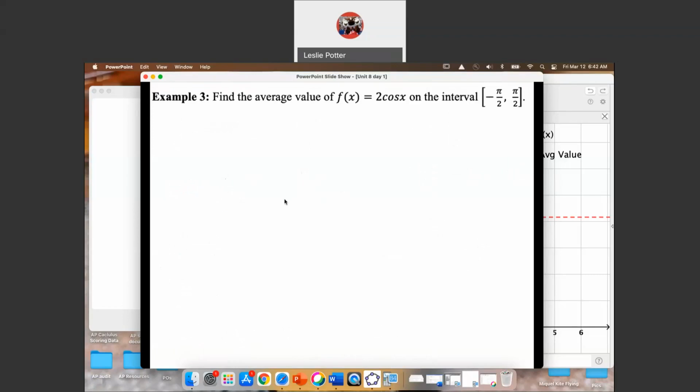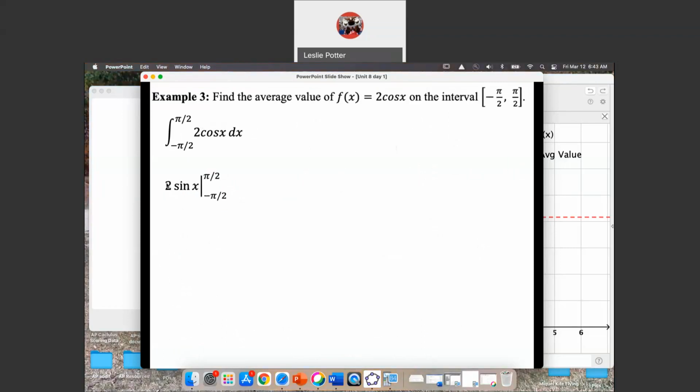Okay, so here's another example. So again, try to pause the video and try to do this one on your own. Okay, if you're tuning back in, I'm assuming you paused the video and tried to do this one on your own. So we know we have to integrate 2 cosine x from negative pi over 2 to pi over 2.